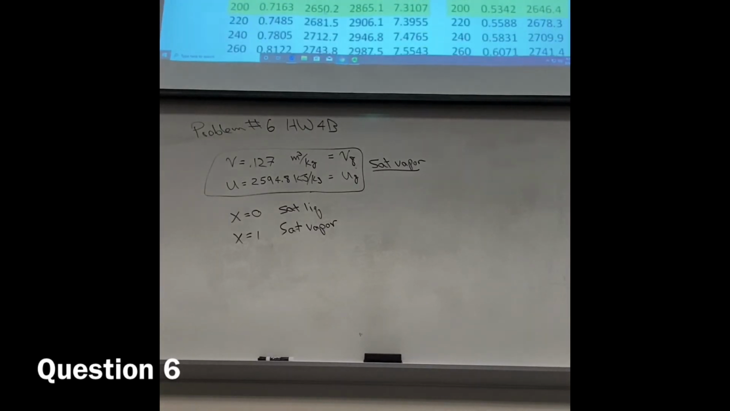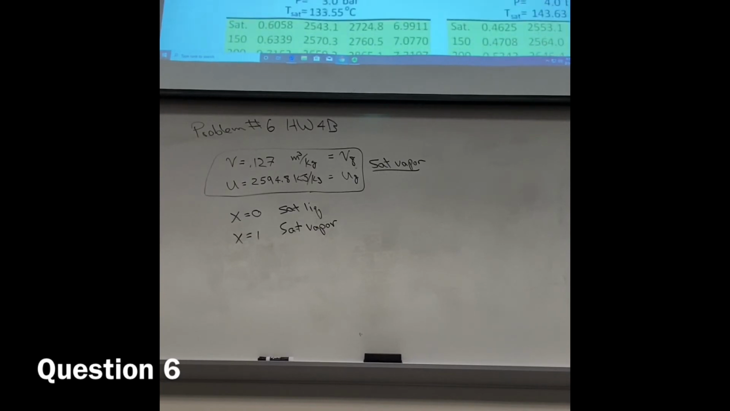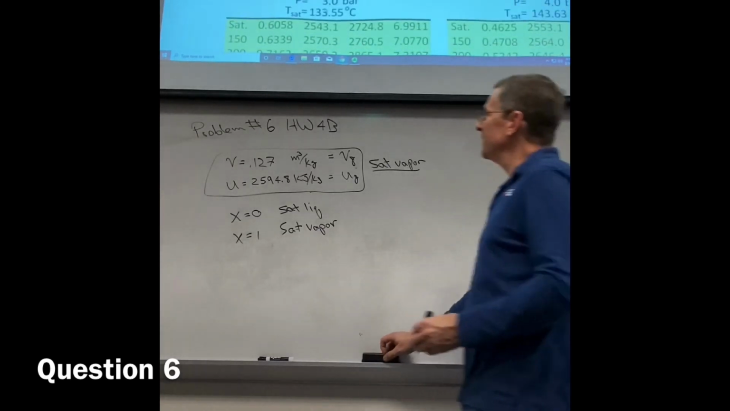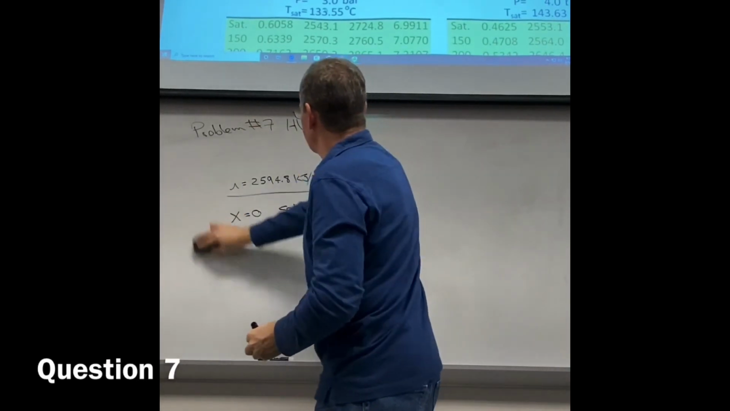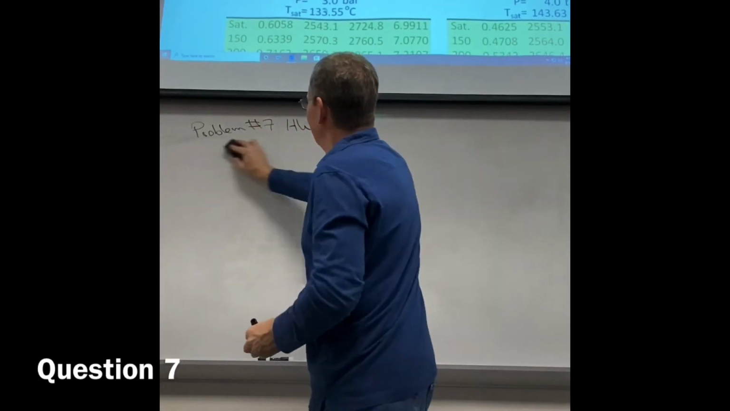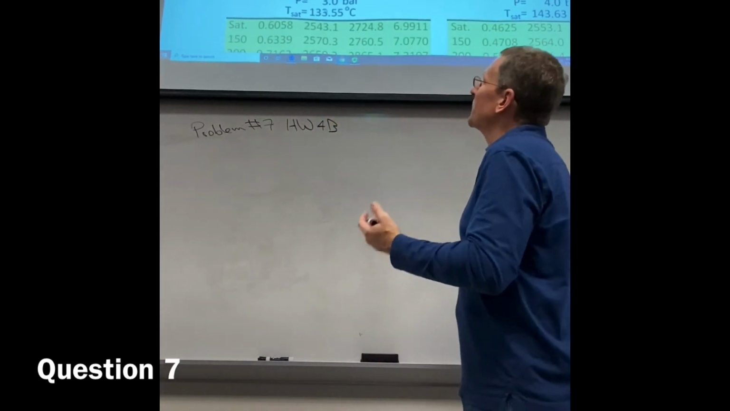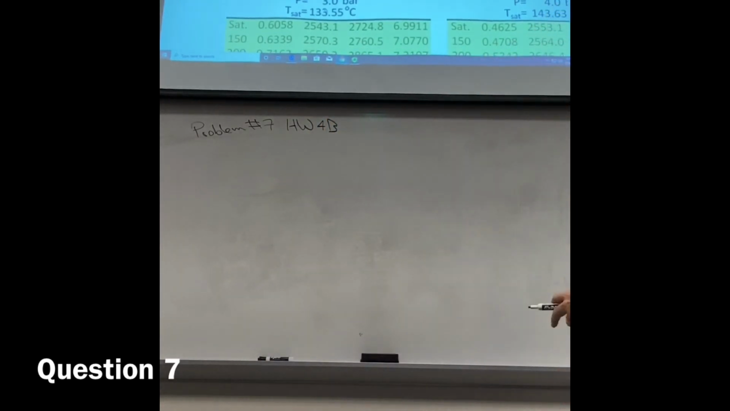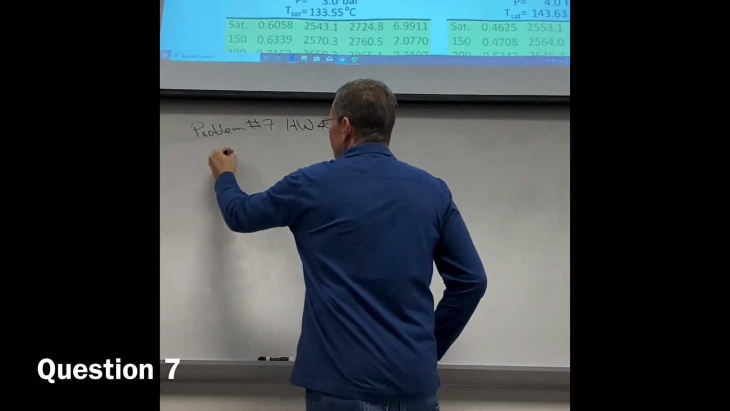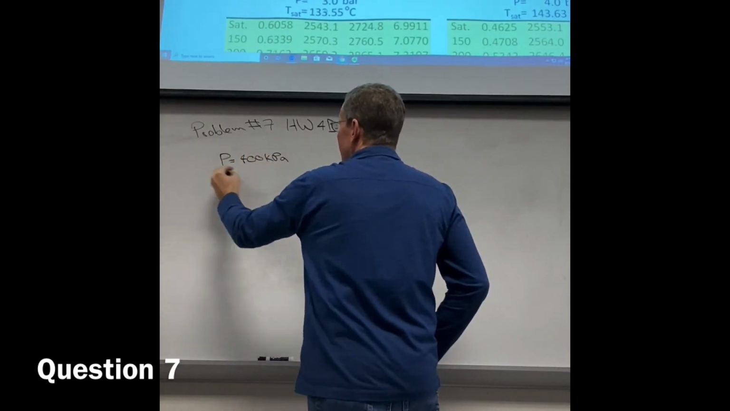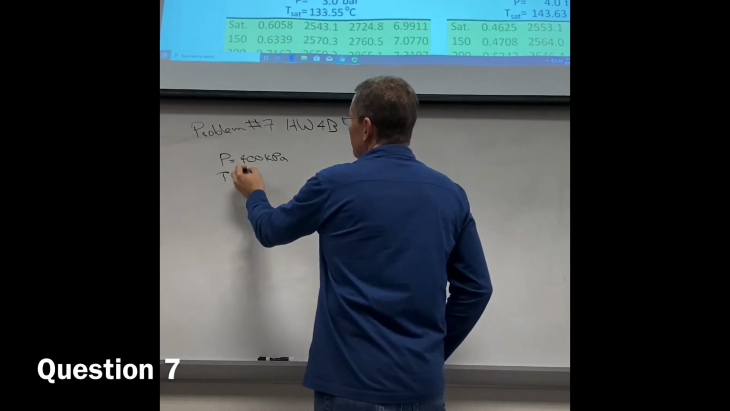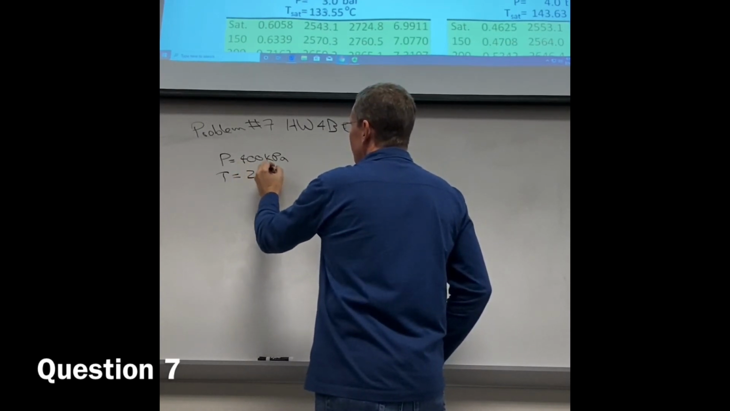Okay, now on to the superheat tables. So question 7. All right, it's the same kind of interpolation problems. The tables are just laid out a little differently. So now we have the pressure and the temperature given, 400 kPa and a temperature of 242.9.